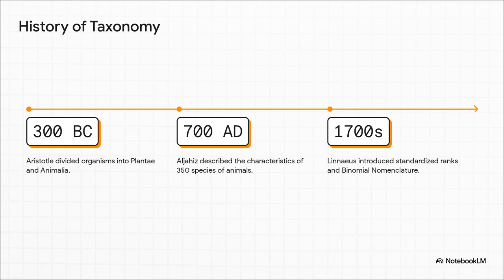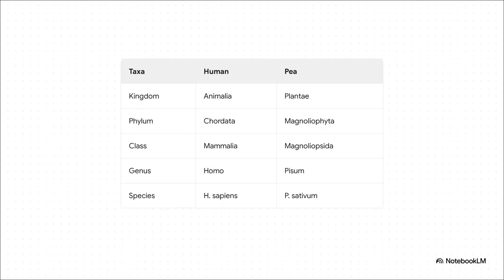He didn't just group things by how they looked. He introduced standardized ranks and a truly universal naming system. Now, what's really interesting here is how Linnaeus's hierarchy beautifully scales down. It takes you from a massive, broad category straight down to an incredibly specific one. Take a look at a human and a simple pea plant classified right next to each other. We funnel all the way down from the largest grouping, the kingdom, into phylum, class, order, family, genus, and finally, species. It's such an elegant system, ending with Homo sapiens for us and Pisum sativum for the pea.